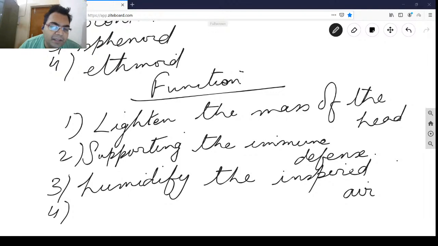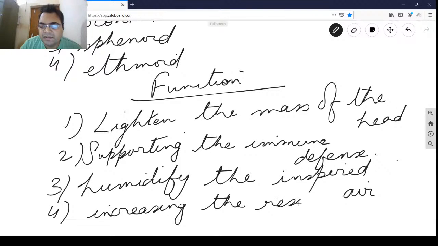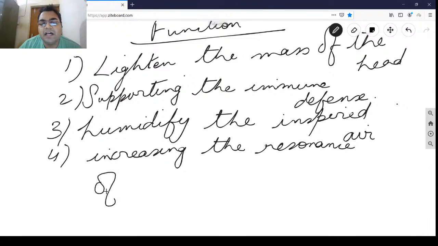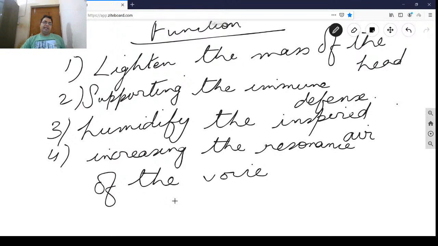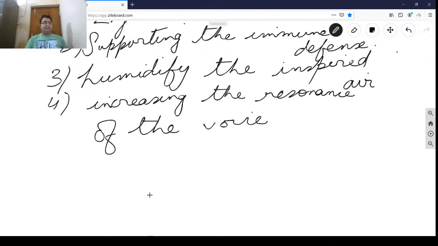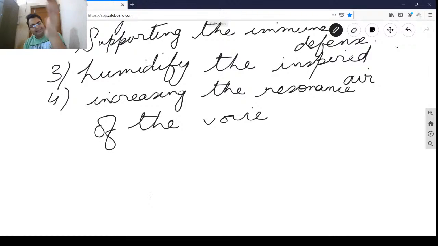Next is the role in increasing the resonance of the voice. So these are the probable roles which are perpetuated by the sinuses. And what is sinusitis? Sinusitis is associated with the second specific function which I wrote down, that is supporting the immune defense.